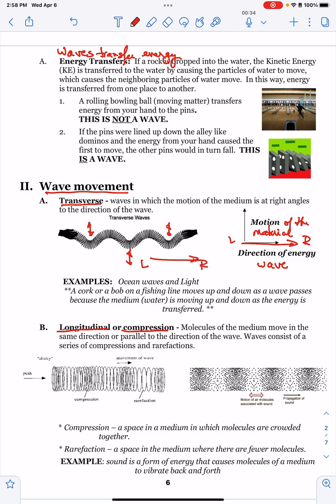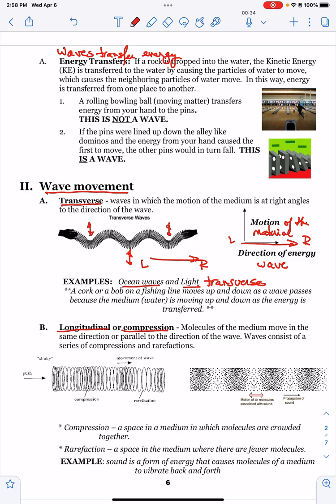Now there are a couple examples of this. Light is one example of a transverse wave. That's the big one. And ocean waves are another example of a transverse wave. The water moves up and down, but the wave moves forward.